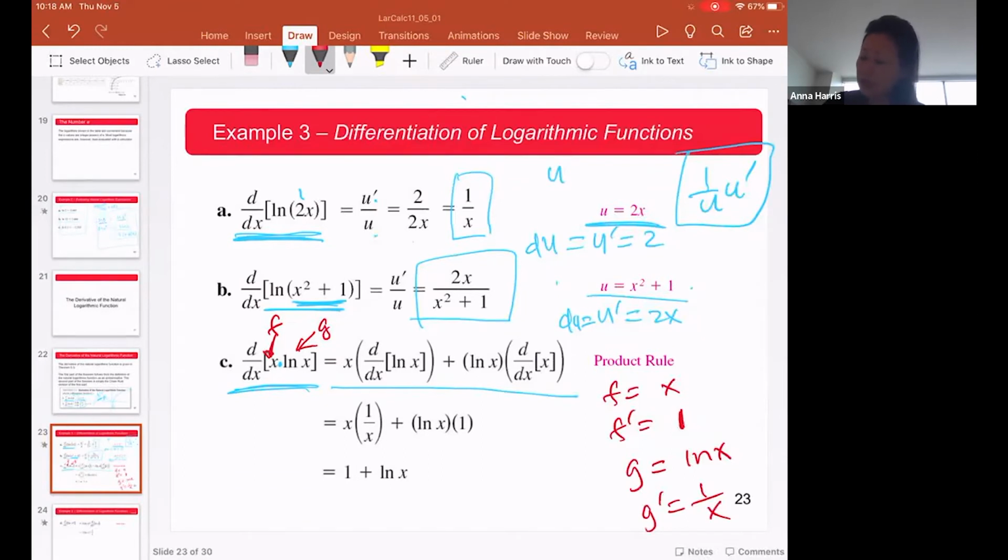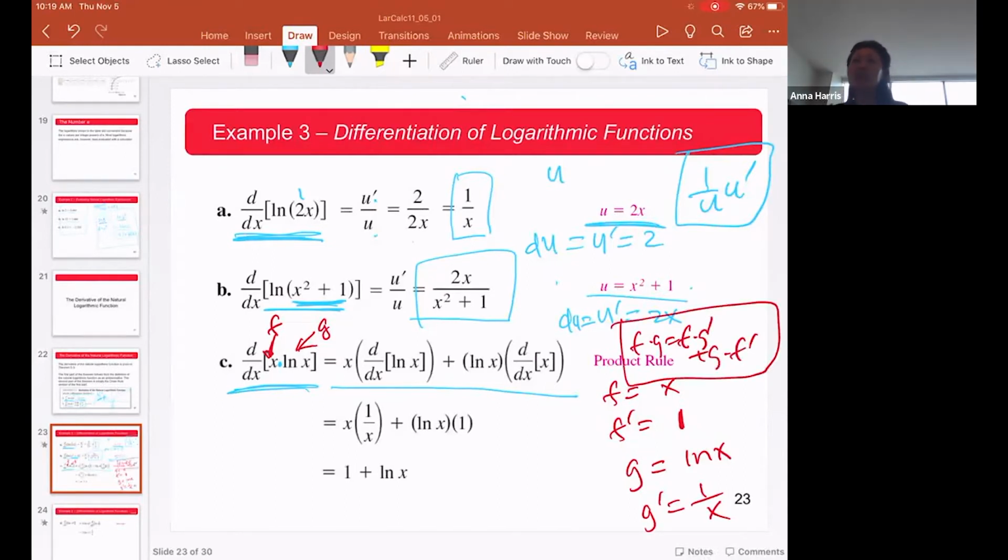What is the product rule? The product rule is f times g prime plus what? G times f prime. It's pretty much the same, right? So math is always like that. You don't just learn new stuff, you have to use previous knowledge on the new stuff that you're learning. Like I'm finding a derivative of a log, but I still have to use what the power rule is, what the product rule is, and all that. I still have to use it.